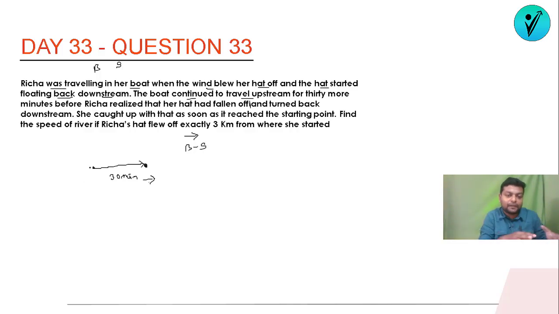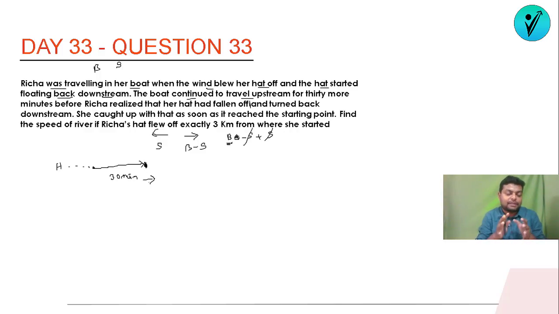But the hat flew off and is now floating in the water. The hat will be moving in this direction, with the speed of the stream. So both the hat and the person are moving in opposite directions. If I try to get the relative speed, as both of them are moving in opposite directions, the relative speed will be the sum: b minus s plus s. So this s and this s will get cancelled. So we can say that the relative speed of the hat, suppose this is the hat, and Richa is, it is b.